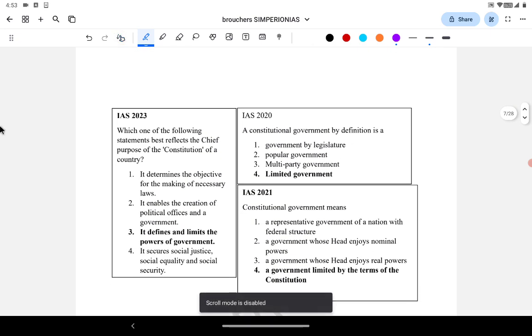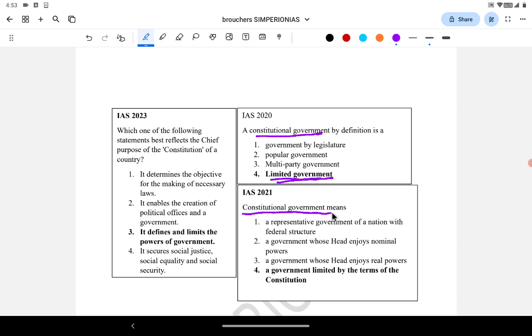Look at this question, very interesting question. This question is regarding what is the purpose of the Indian Constitution. One of the important purposes of a Constitution is that it's a limit on the power of government. What is constitutional government? Limited government, where the government's powers are limited by the Constitution. Again, what is a Constitution? Where government is limited by the terms of the Constitution.